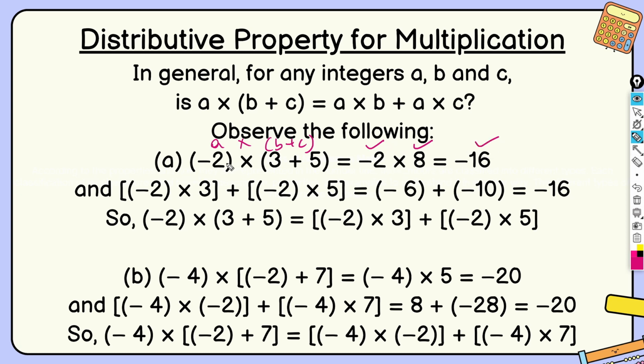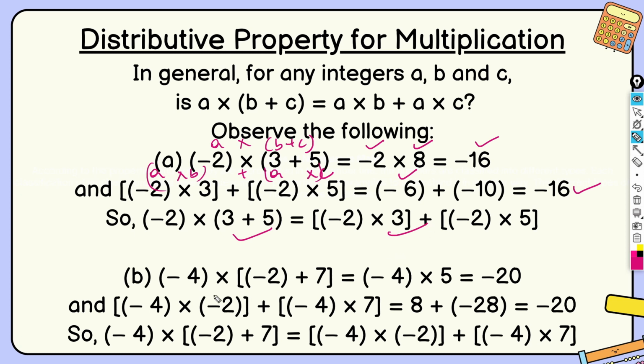So when we distribute, this becomes a into b plus a into c. So here minus 2 into 3 is minus 6 plus minus 2 into 5 is minus 10. Minus 6 plus minus 10 is minus 16. So in both cases, a into b plus c is equal to a into b plus a into c. So we can say that integers also follow the distributive property.